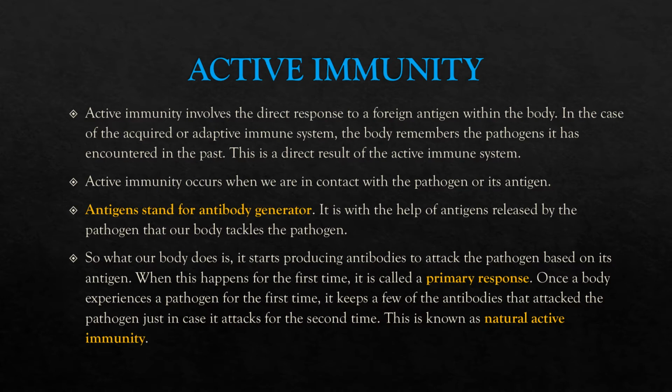Antigen stands for antibody generator. It is with the help of antigens released by the pathogen that our body tackles the pathogen. So what our body does is, it starts producing antibodies to attack the pathogen based on its antigen. When this happens for the first time, it is called a primary response. Once a body experiences a pathogen for the first time, it keeps a few of the antibodies that attacked the pathogen just in case it attacks for the second time. This is known as natural active immunity.